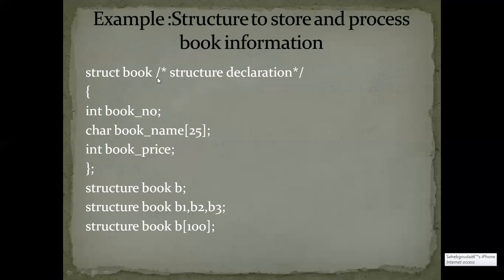So this is the structure declaration. What members does it consist of? Book information means the book contains the book number, book name, book price, isn't it? Book number is of type integer. Book name is of type character. We have used the array concept here as well. Book name is an array of characters that should be within 25. 25 is a constant, meaning the maximum number of elements that can be stored in this particular array.